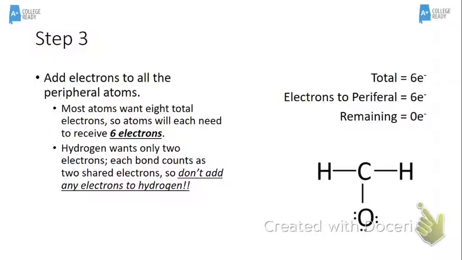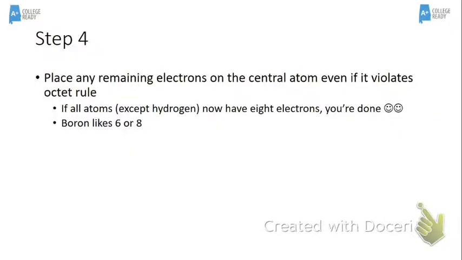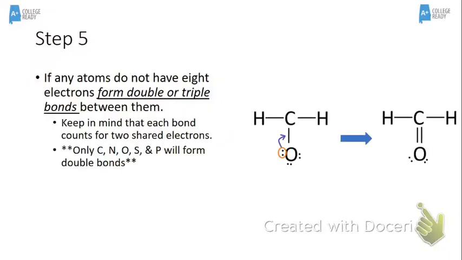So those peripheral atoms should get 6 additional electrons, which we gave to oxygen. So we have no electrons remaining. Now any remaining electrons that we have will go on the central atom, even if it does violate the octet rule. In this case, since we have no electrons left over, we have no additional electrons to put on the central atom.